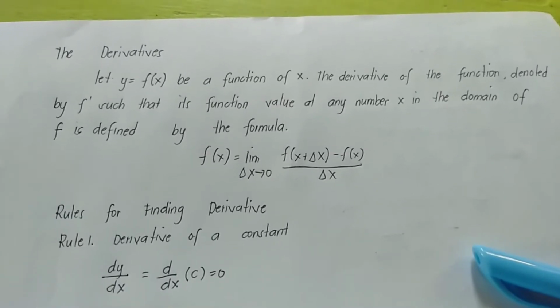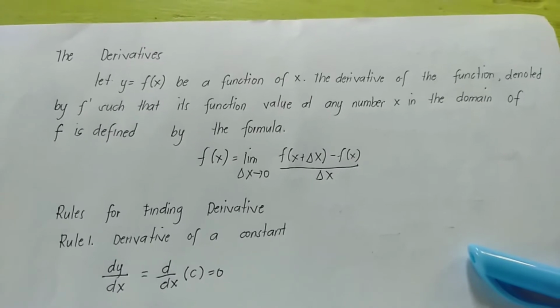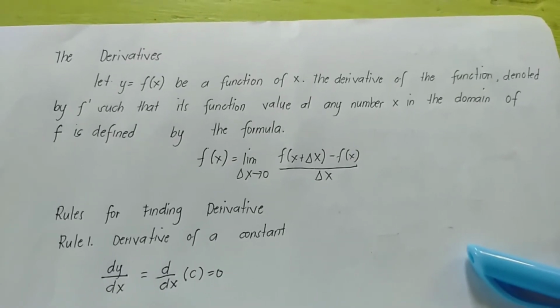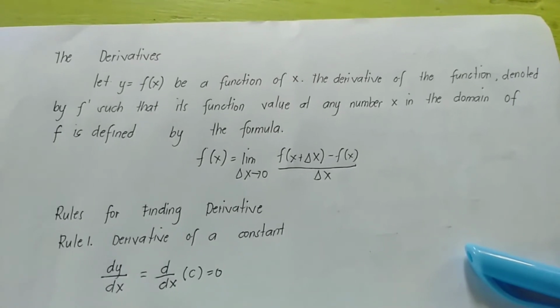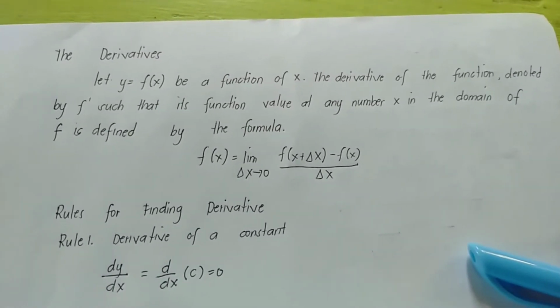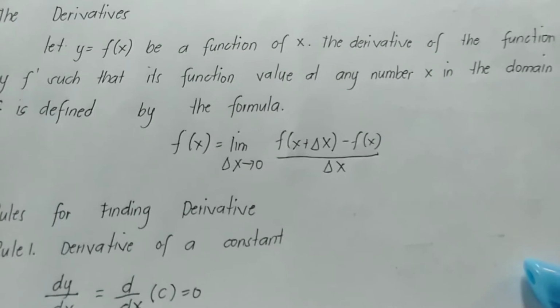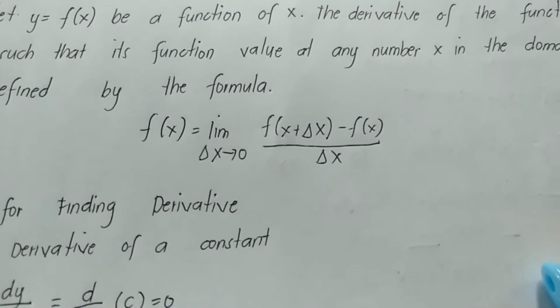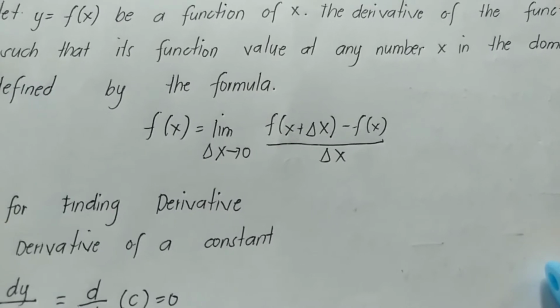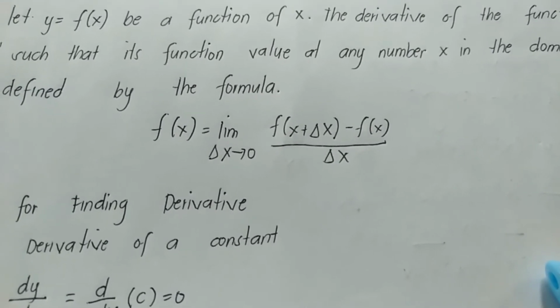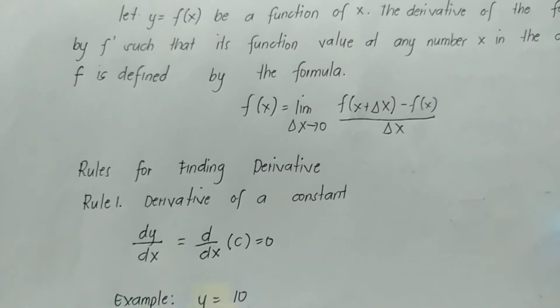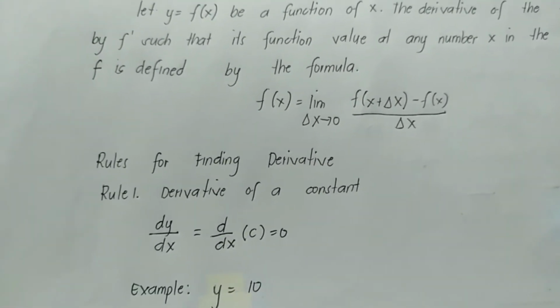Let y is equal to f of x be a function of x. The derivative of a function, denoted by f prime, such that its function value at any number x in the domain of f is defined by the formula f prime of x is equal to the limit of f of x plus delta x minus f of x over delta x, with delta x approaches 0. And there are different rules for finding the derivative.